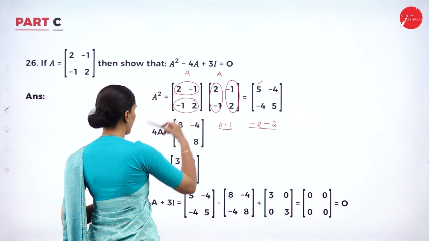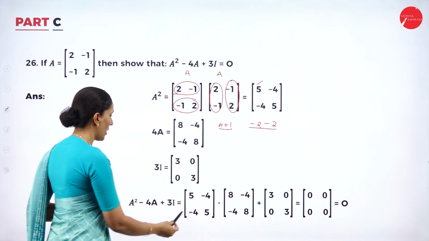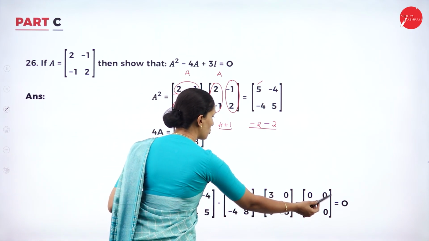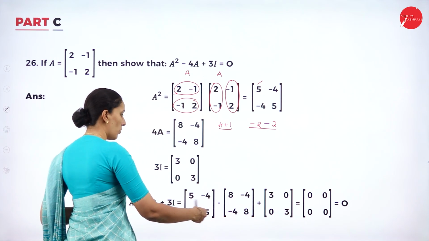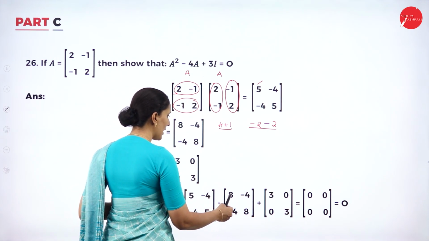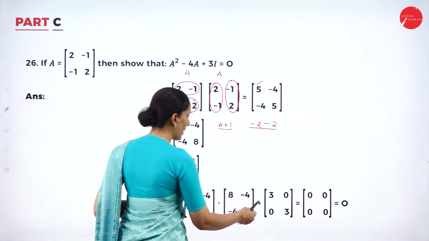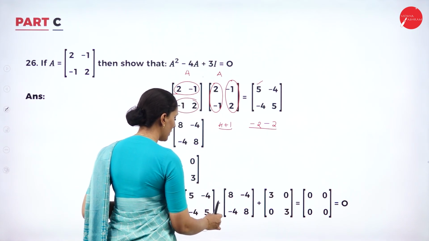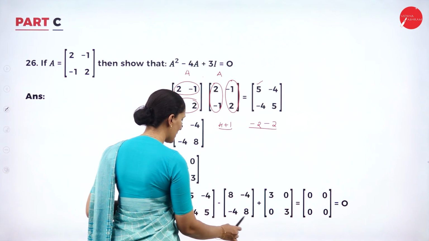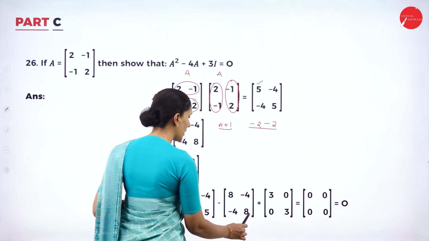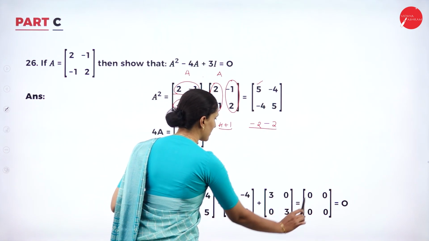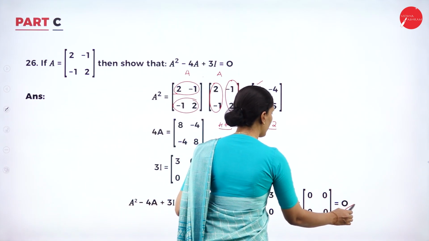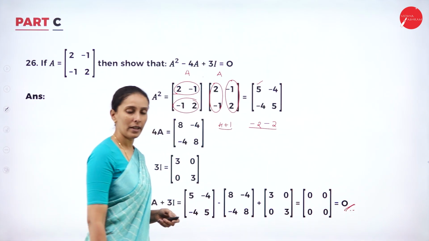Now let's put this in the matrix equation. A square is given, 4A is given, plus 3I. We need to show that it is equal to 0. So let's check. 5 minus 8 is minus 3, minus 3 plus 3, 0. Minus 4 plus 4, 0. Minus 4 minus of minus 4 becomes plus 4, 0. 5 minus 8 minus 3, minus 3 plus 3, 0. So therefore, it is a null matrix. Hence, we have proved the matrix equation.